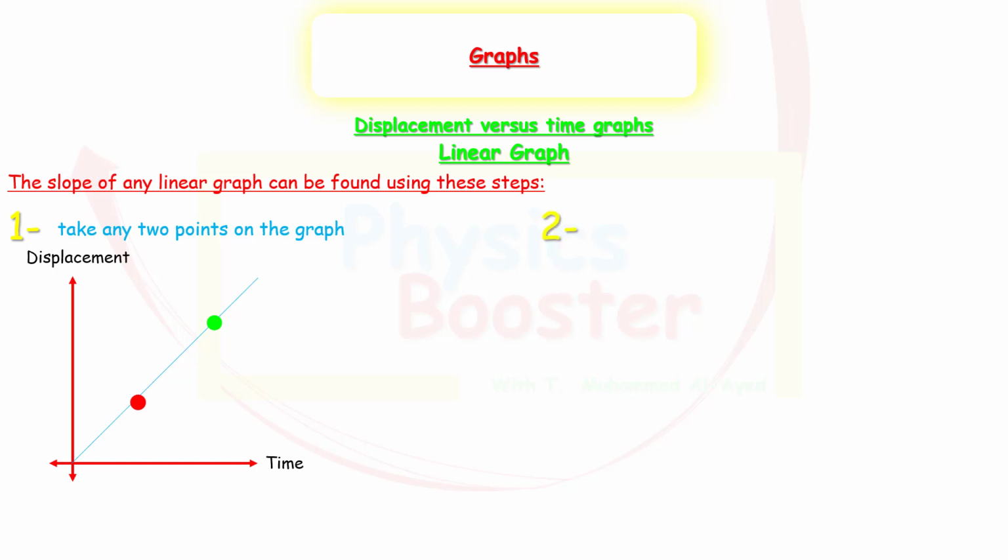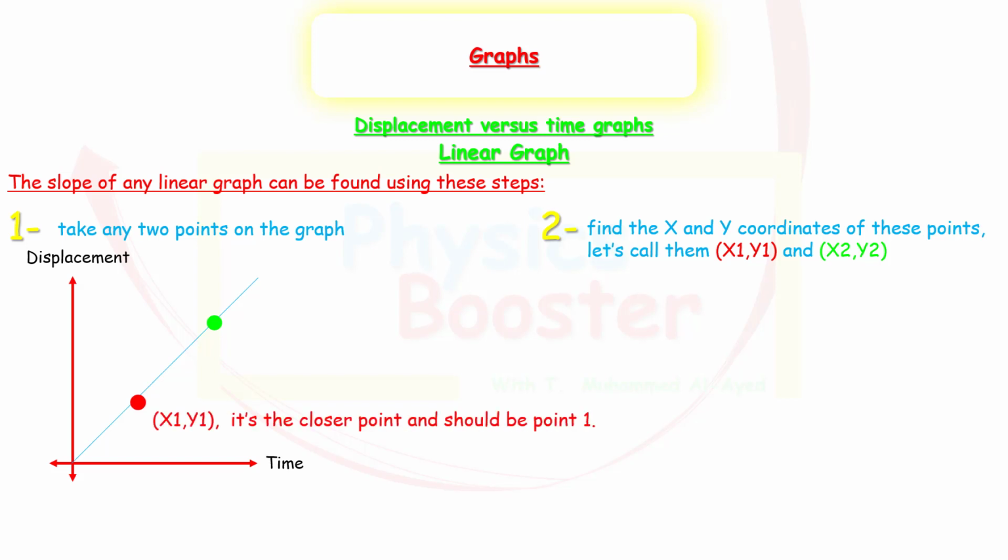Step number 2, find the x and the y coordinates of these points, and let's call them x1, y1, and x2, y2. So let's see on the graph, x1 and y1 is the closer point to 0, 0, or to the point of origin.